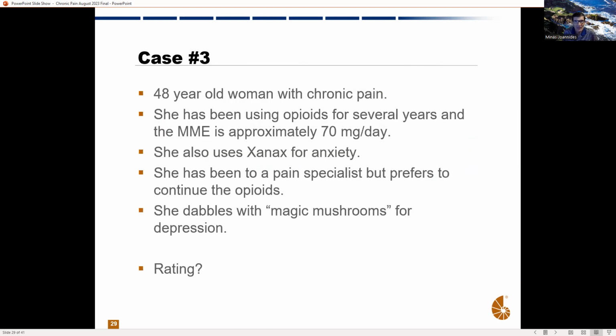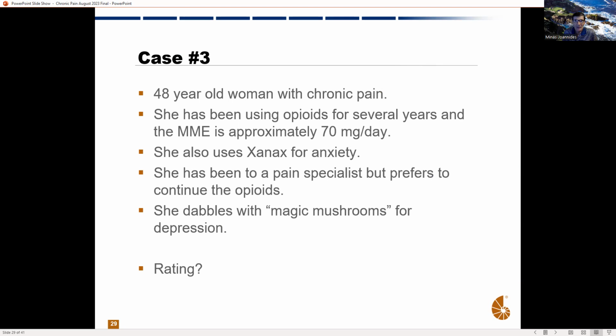Case number 3, a 48-year-old woman with chronic pain has been using opioids for several years, and the morphine milligram equivalent is approximately 70 milligrams per day. We said 50 was already starting to be worrisome, so this person is up to 70 a day. That's a lot. She also uses Xanax for anxiety.